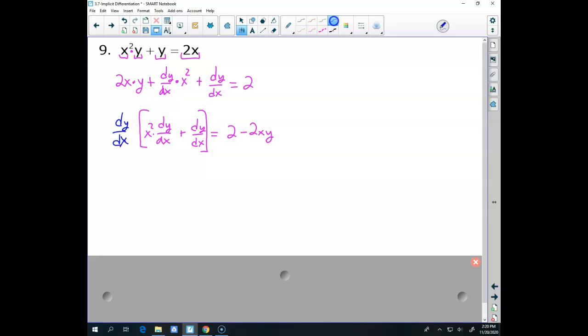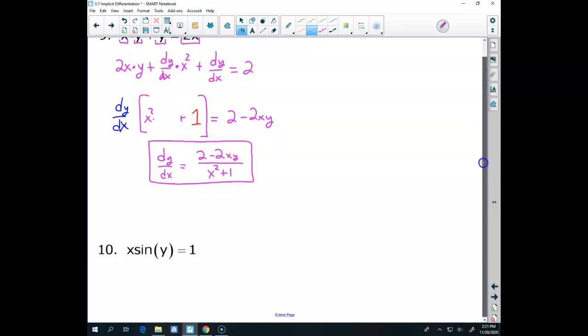Now I'm looking at this little guy because I know I can factor out my dy dx. But notice what happens here. What happens here is this first one goes away when I pull it out because it's times x squared. But what happens when I factor a dy dx out of a dy dx? You're right. There's a big fat 1 that goes there. So in the end here, my derivative of y in terms of x is going to be 2 minus 2xy over x squared plus 1. And there's nothing for me to factor and reduce, so I am donezo on that one.